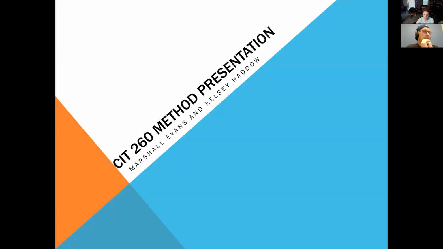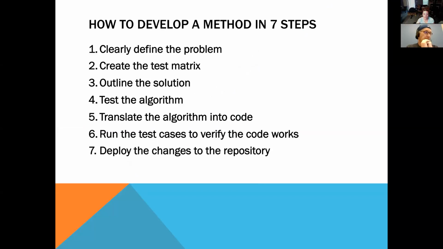We are doing our CIT 260 method presentation, and we are going to start off with how to develop a method in 7 steps. We were given this outline, and it's been a really great tool to use. It helps us plan for eventualities. In regular Java classes, we've been just taught, hey, just start typing and hopefully it works and then figure it out. But this gives you a better way to do it in steps so you know that your code is going to work in the end.